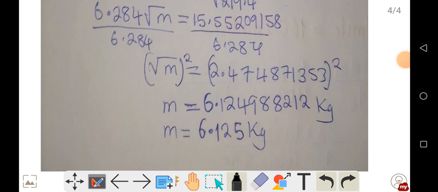To remain with the mass, we need to remove the square root. To do that, we introduce the power 2 on both sides, left hand side and right hand side, and this is what we have done here. When we do that, we find our unknown mass to be 6.124988212 kg, which we have written in 4 significant figures to be 6.125 kg, which is here.